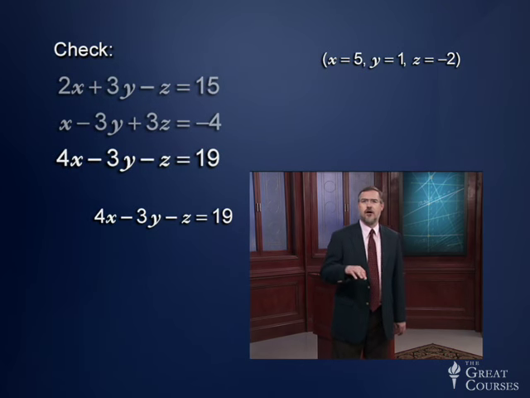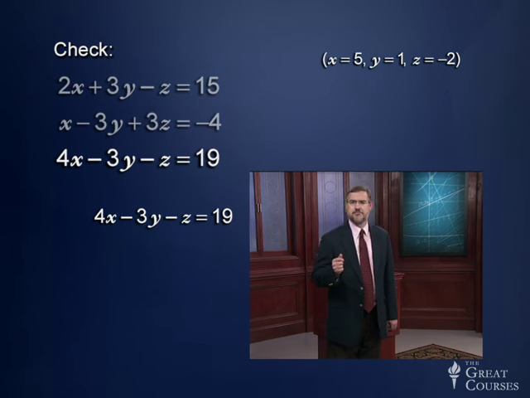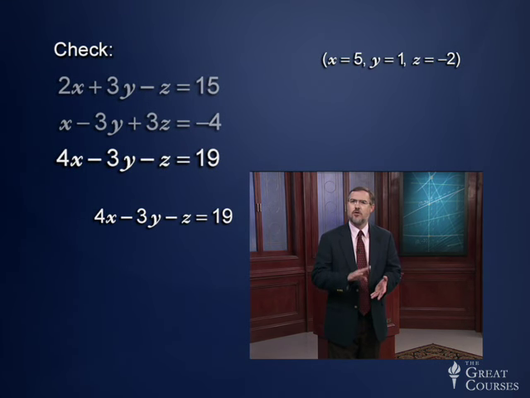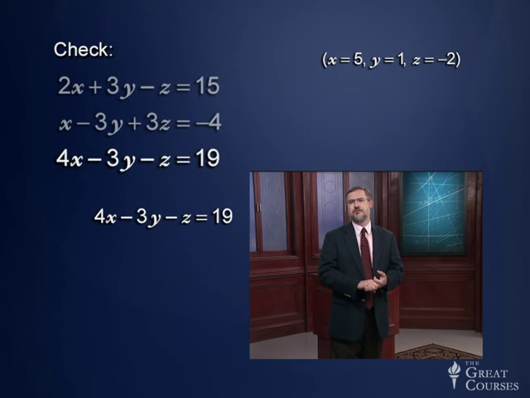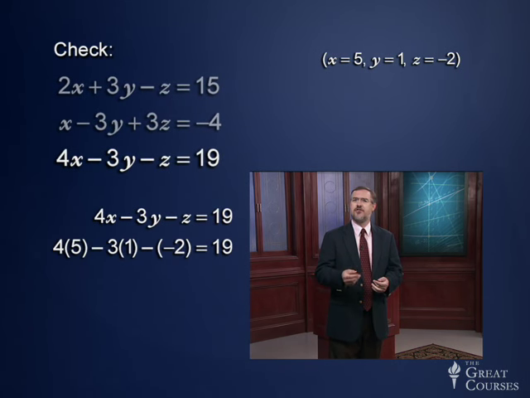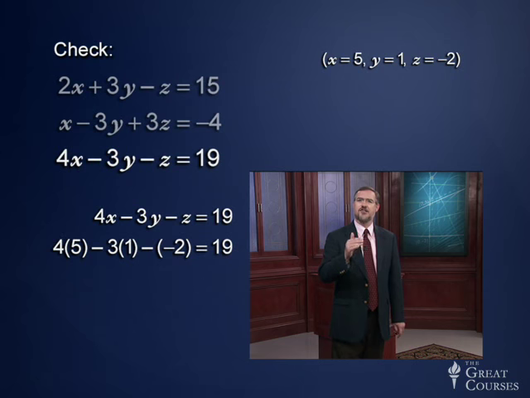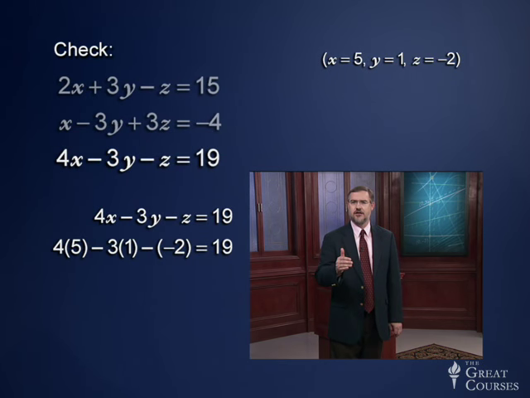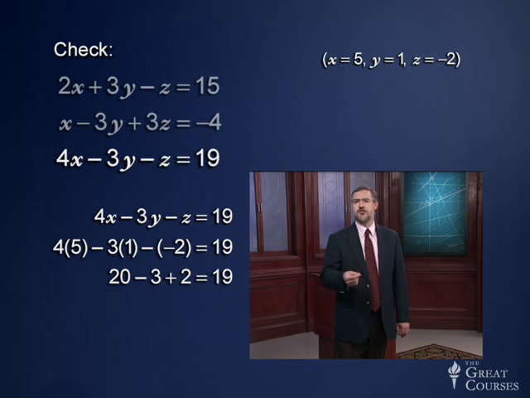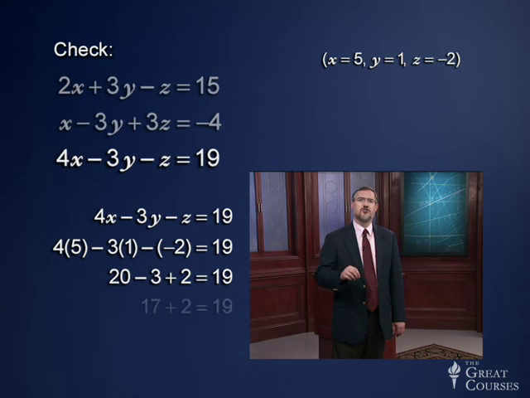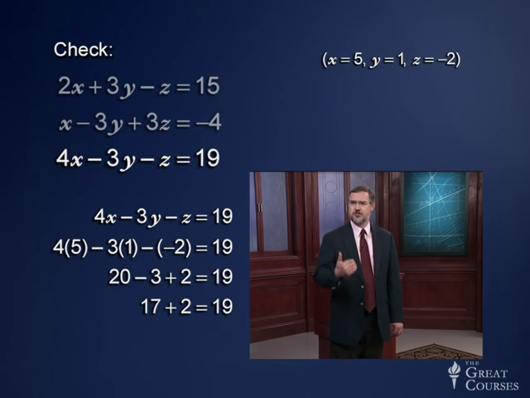4x minus 3y minus z equals 19. Plugging in x equals 5, y equals 1, and z equals negative 2 gives me 4 times 5 minus 3 times 1 minus a negative 2 on the left-hand side, which is 20 minus 3 plus 2, which is 17 plus 2, which is 19.